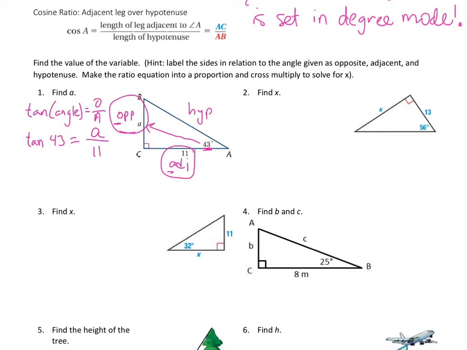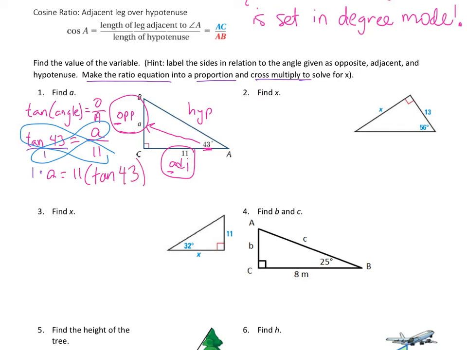Now, what is mentioned up here is if we make a ratio and a proportion, we can cross multiply to solve. So notice the tangent of 43 does not have a fraction, but the other side does. So the easiest way of solving this is putting it over 1, and now we can cross multiply. So I would have 1 times my A equals 11 times the tangent of 43. And you want to keep parentheses around that because that's really just a decimal number altogether.